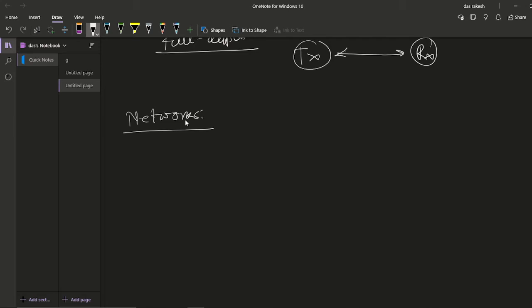A network is a set of devices, also known as nodes, connected by communication links. A node can be a computer, printer, or any wireless device used in a particular network. There are different types of networks in practical scenarios.